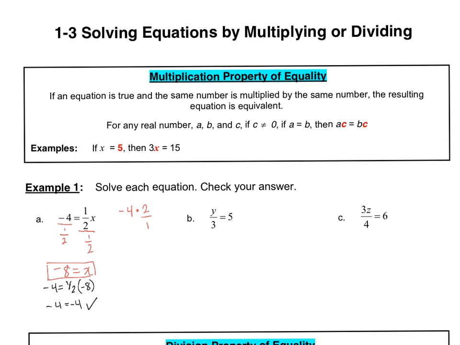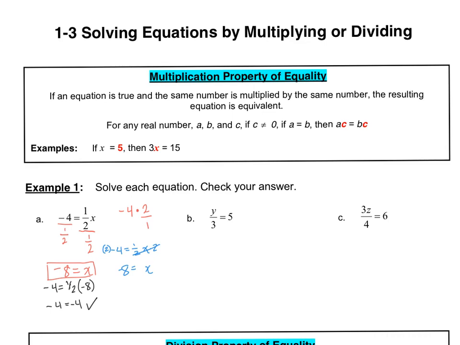So again, if you want to do that differently, if you have -4 equals 1/2 x, and you want to multiply by 2 at first to cancel that denominator, you could do that, multiply by 2. You would get -8 equals 1x, divide both sides by 1, or you can just get that 1x is x, so -8 equals x, and that's our final answer.